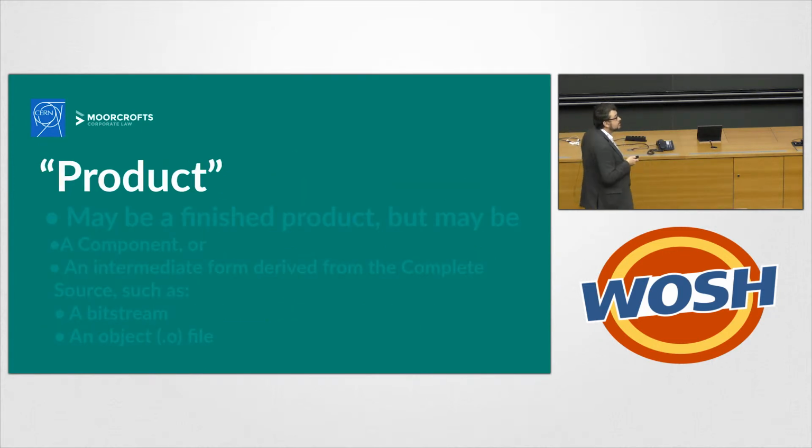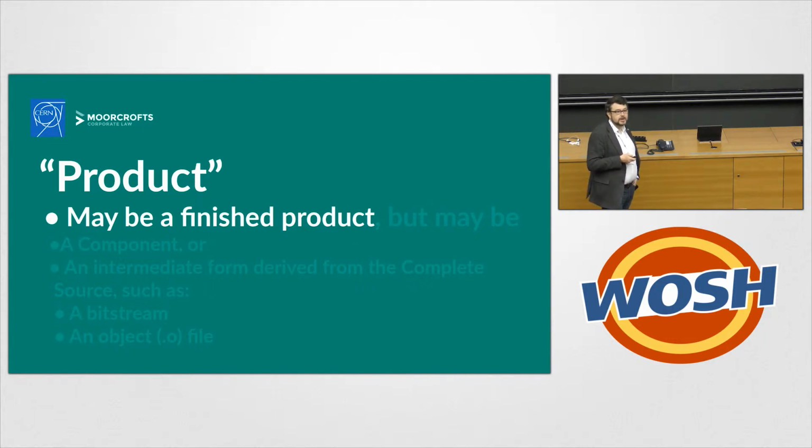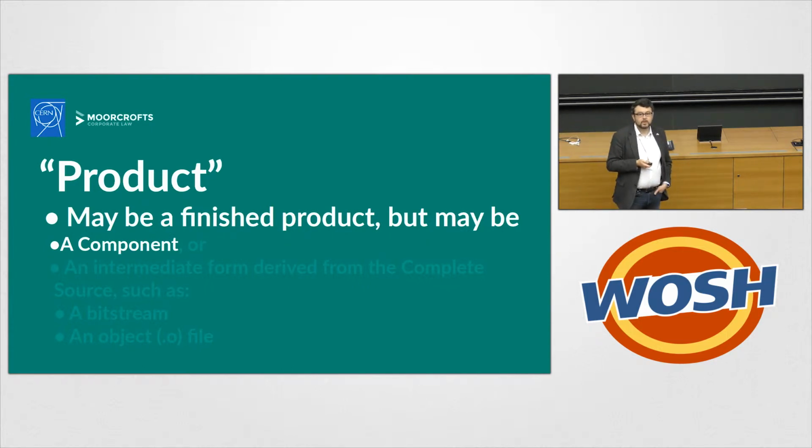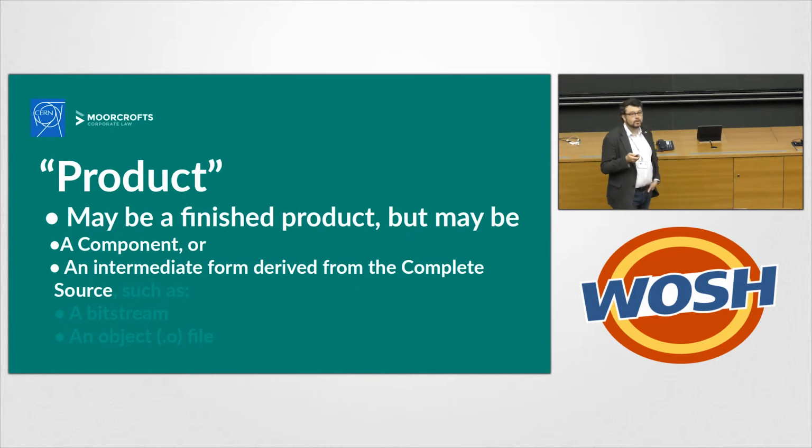So what do we mean by a product? Well, it could be a finished product. It could be the circuit board that has got everything on it and it works. But it also could be an individual component within that product. And it could be an intermediate form, which is derived from the complete source. So in computing terms, if you've got a C program and then you compile that into an object file before it's then linked into the executable, then that object file itself would be regarded as being a product.